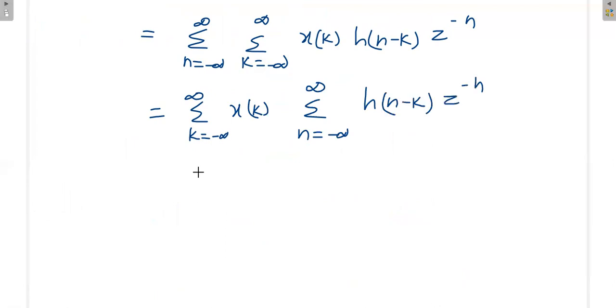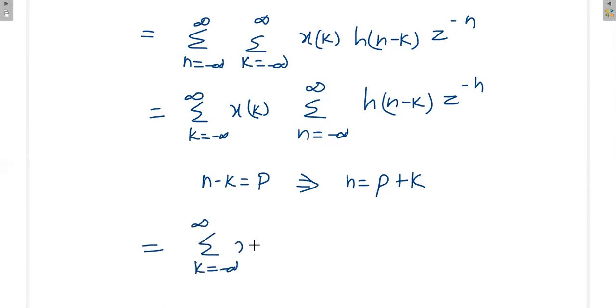So now we'll substitute n minus k. Let's take n minus k is equal to some new variable, that is p. Then here instead of n we'll substitute p plus k. Again the limit will go from p minus infinity to plus infinity. So summation k minus infinity to plus infinity x of k summation p goes from minus infinity to plus infinity h of p, because n minus k is equal to p, h of p z power minus, what is the value of n, that is p plus k.